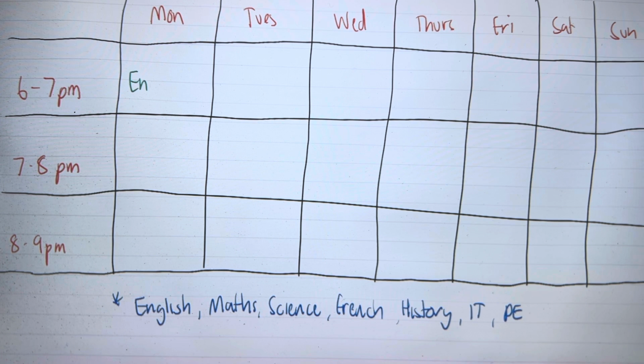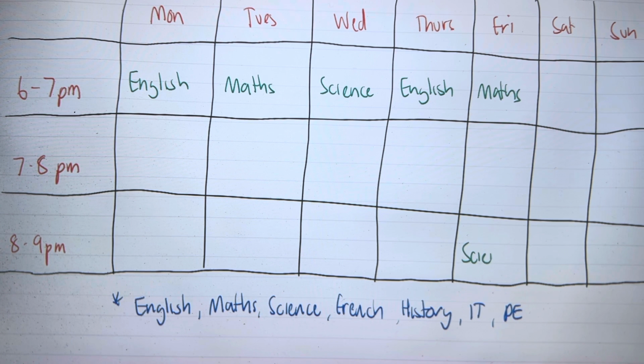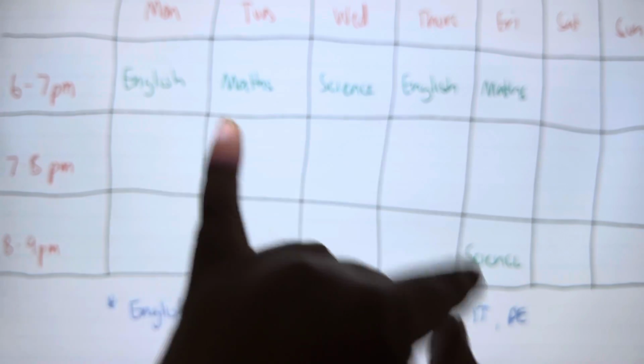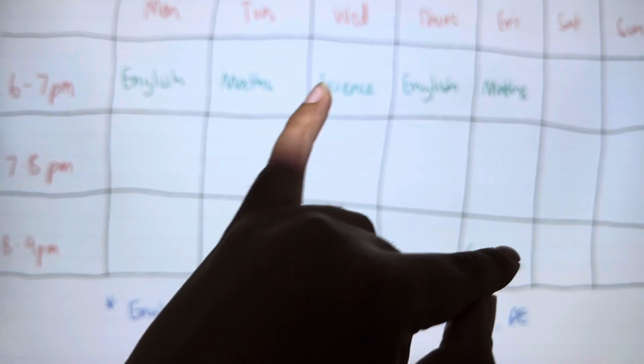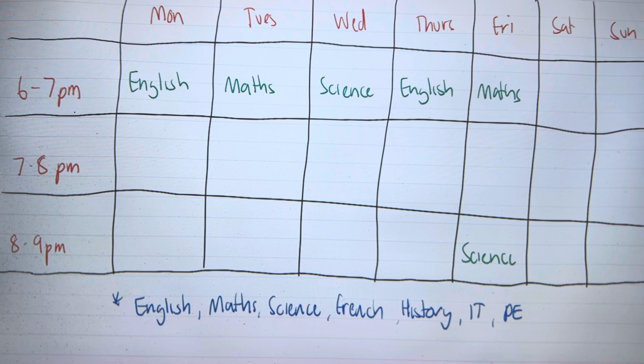So we do English, we do Maths, we do Science. Then we do English, we do Maths, and over here, guys, we do Science again. So if we look throughout the week, we've got English locked in twice, we've got Maths locked in twice, and we've got Science locked in twice. Now, you can decide what you do with these hours.